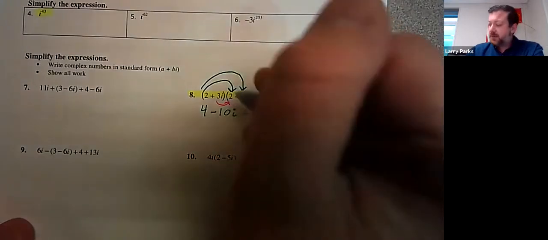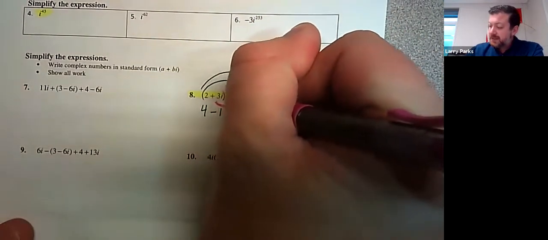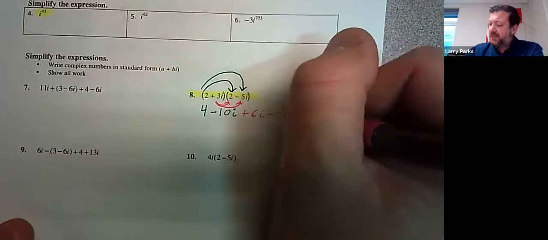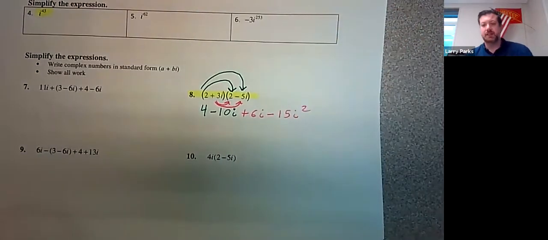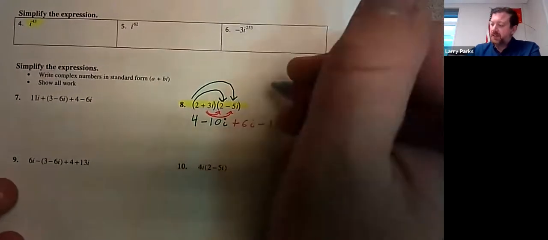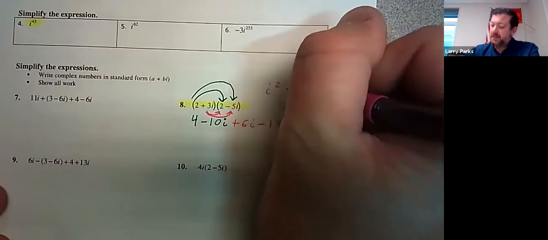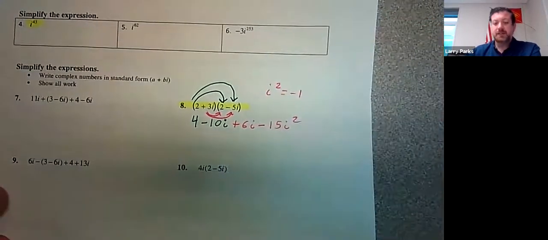And then 3i times negative 5i, that'd be negative 15i squared. Now, i squared, by definition, is negative 1.